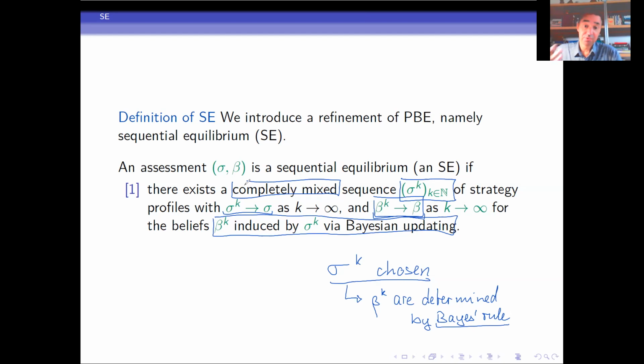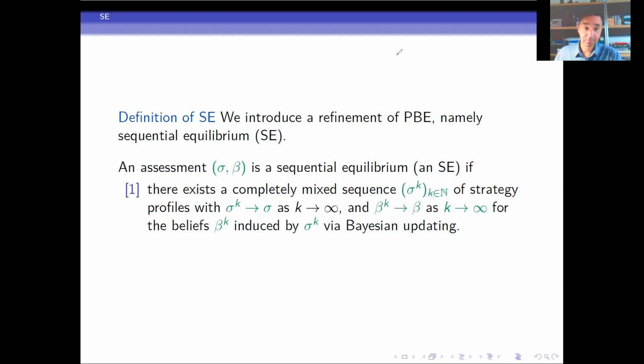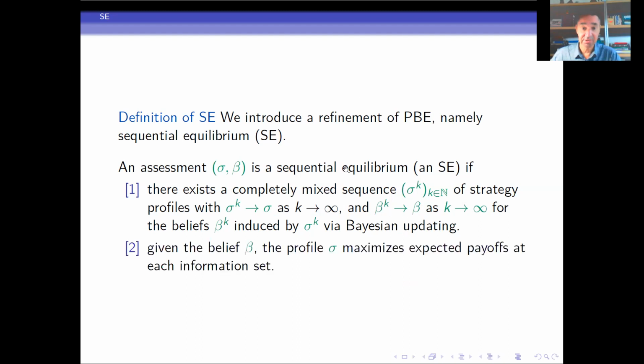So basically what you need to do is to choose this sigma k in such a way that it converges to sigma, and in such a way that the induced beta k's converge to beta. That's basically what it says. So the existence of this is actually true, but it should automatically follow from Bayesian updating. Okay, so that's the first statement. And the second statement simply says that sigma should be sequentially rational with respect to beta. So that is the same as before.